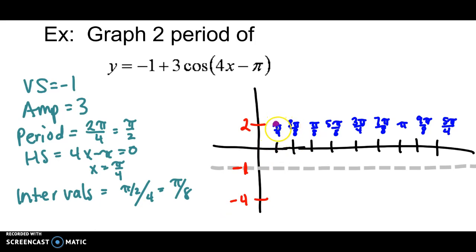Pi over, or sorry, at 2, go to my home ground, which is at -1. Keep going. That keeps messing me up, that x-axis. Good. Sweet. All right, and there's my graph.